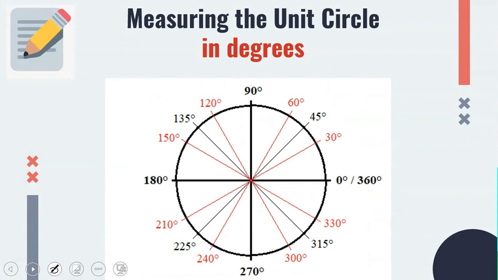So the song goes 0, 30, 45, 60, 90, 120, 135, 150, 180, 210, 225, 240, 270, 300, 315, 330, and then 360 is the end. And now I hope the unit circle's in your mind. Not a great singer, but hey, we do what we got to do.